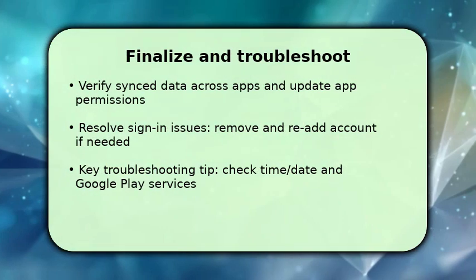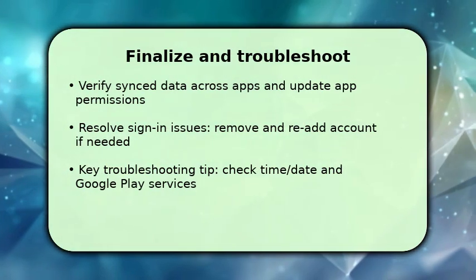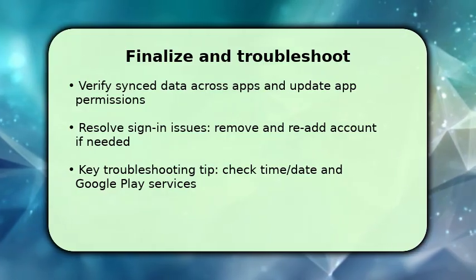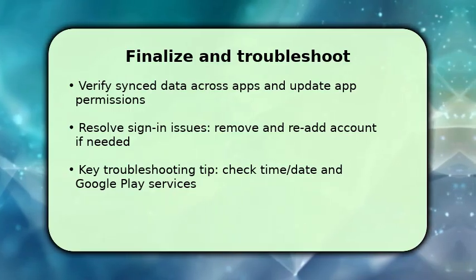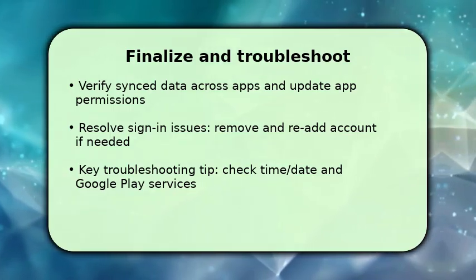To finish, you verify everything is working and address common problems. Open Gmail, Contacts, and Drive on both phones to confirm recent items sync. Update app permissions for seamless access.